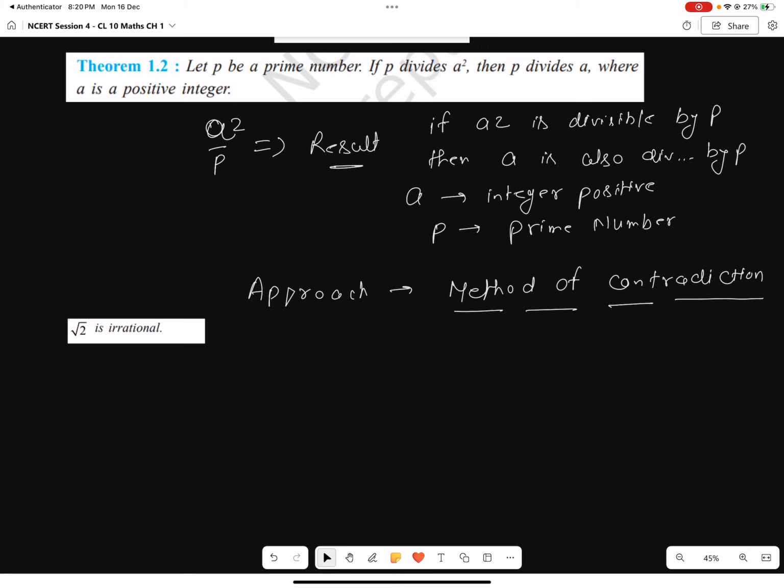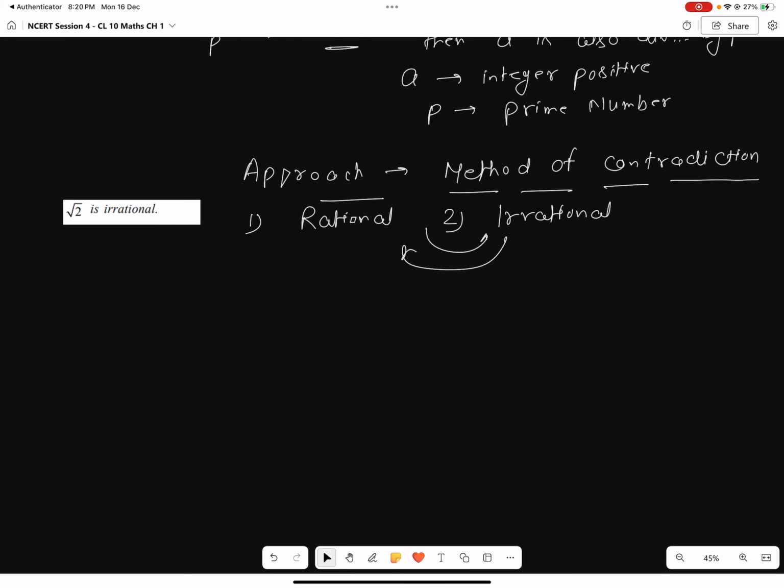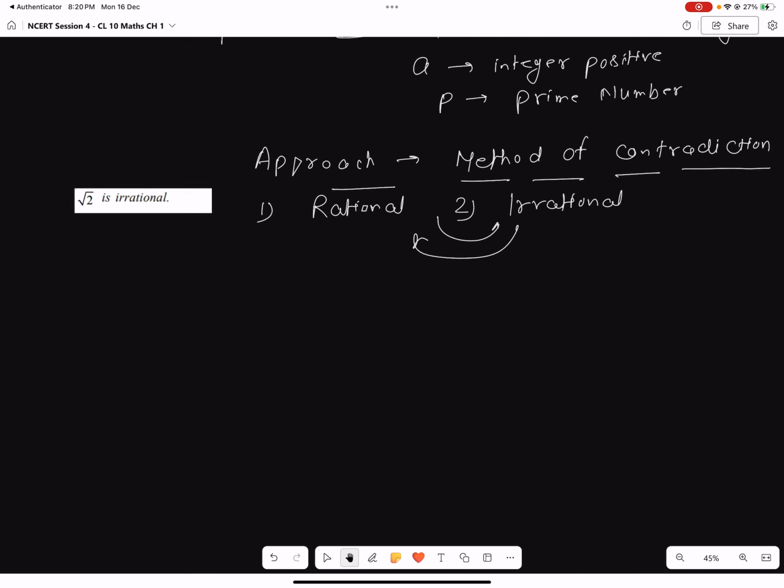There are two types of numbers. One is rational number and another is irrational number, right? So if a number is not rational, then obviously it will be an irrational number and vice versa. So using this concept, now we're going to prove that root 2 is an irrational number. So how do we say that?